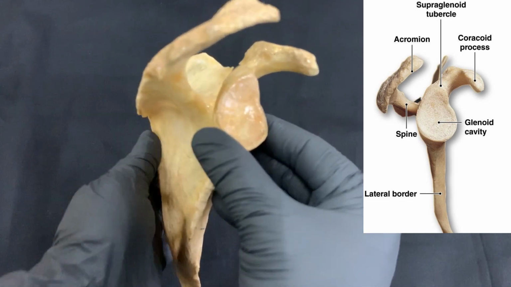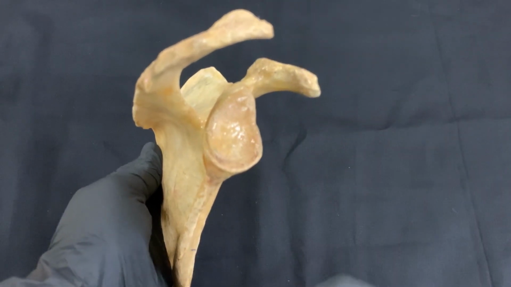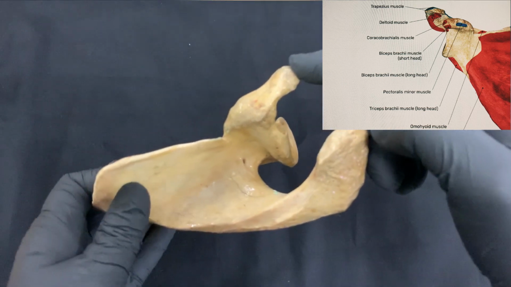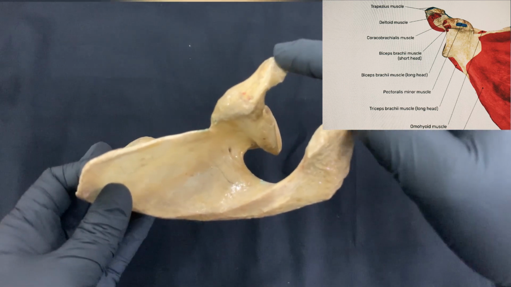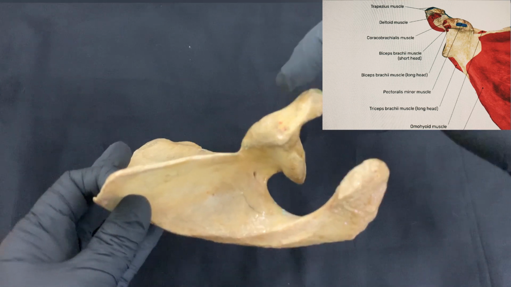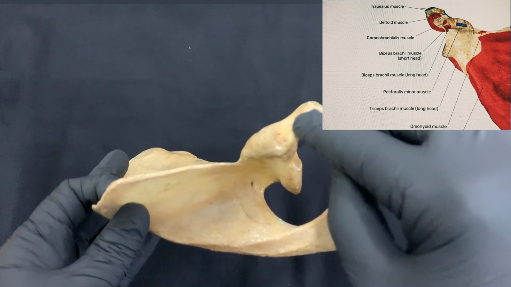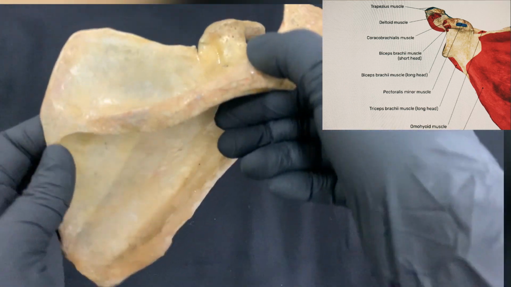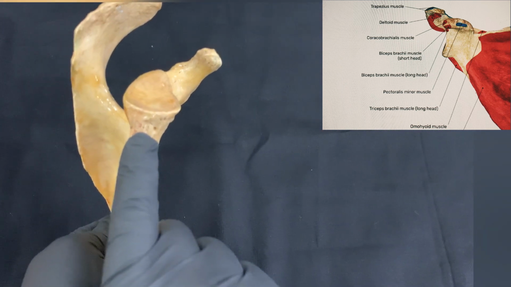The long head of the biceps arises from the supraglenoid tubercle, and the short head of the biceps arises from the tip of the coracoid process. The coracobrachialis muscle also arises from the medial part of the tip of the coracoid process. The pectoralis minor muscle is inserted into the tip of the coracoid process. From the infraglenoid tubercle, the long head of the triceps brachii arises.